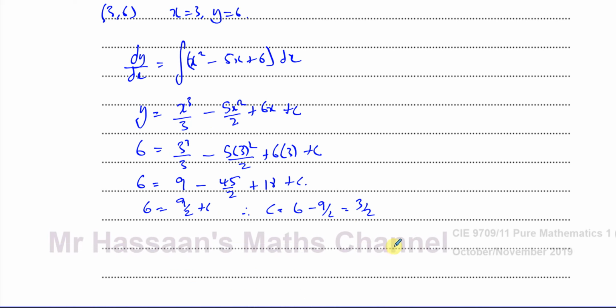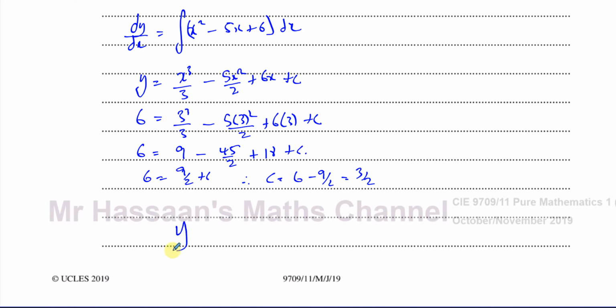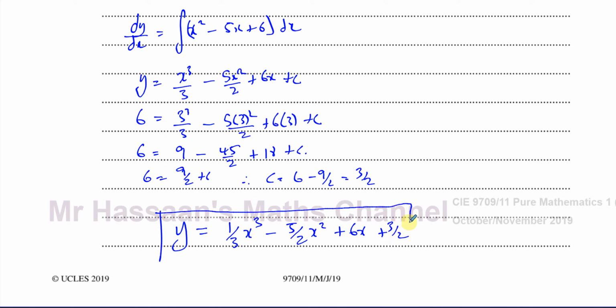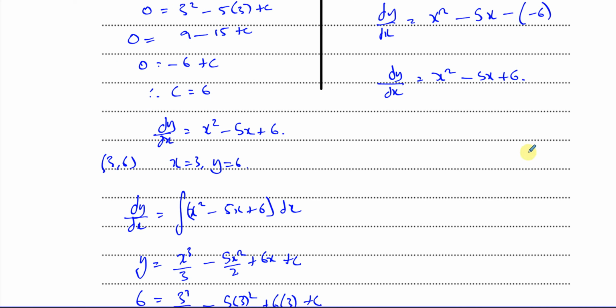So therefore, we can say here that the final equation is y equals 1/3 x cubed minus 5 over 2 x squared plus 6x plus 3 over 2. That's the equation with the value of the constants that we found now by doing double differentiation, double integration.